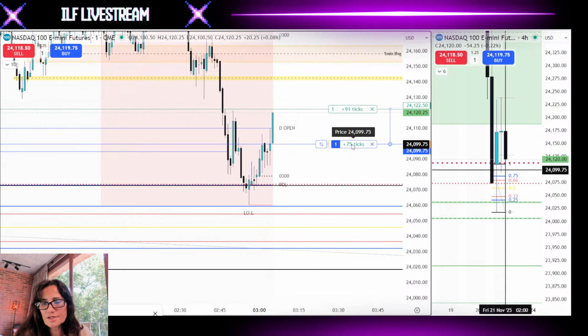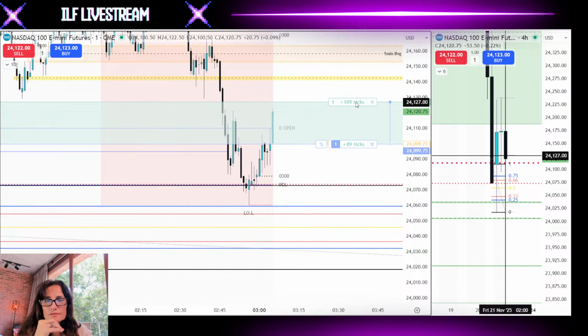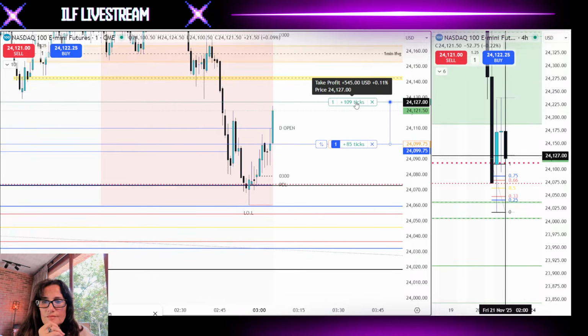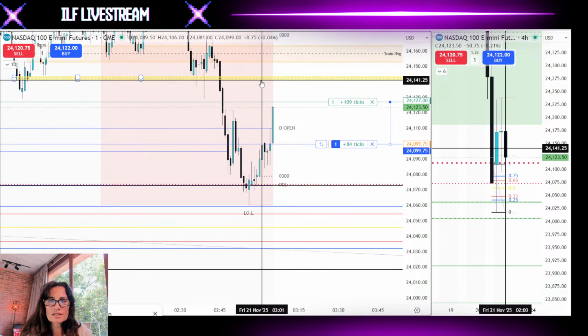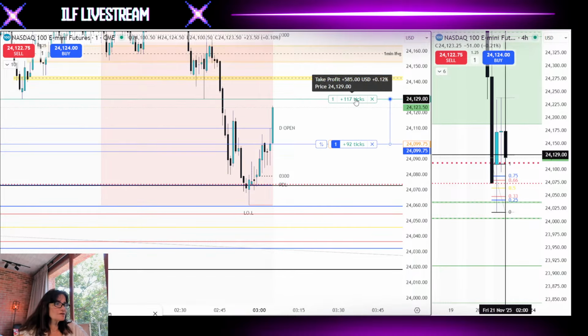I think it's going to go higher because of the time. It's 5 past, so I think we have more time. I should maybe low. We might even go to this yellow line here. I'm not going to get greedy.